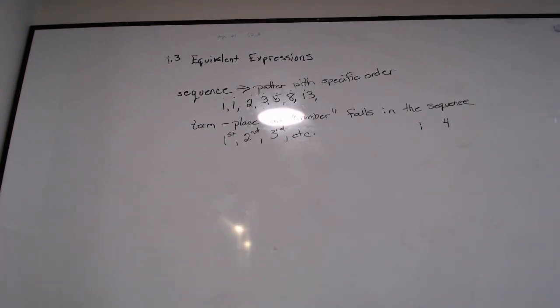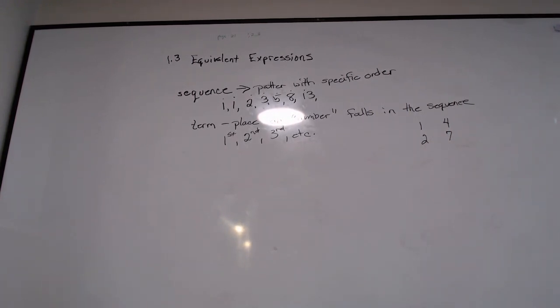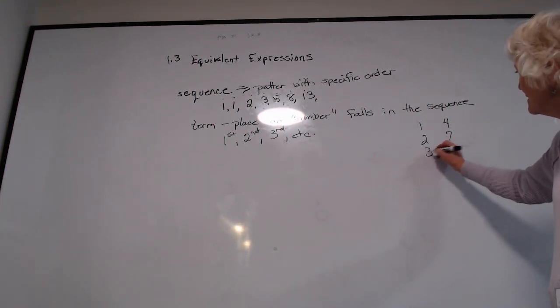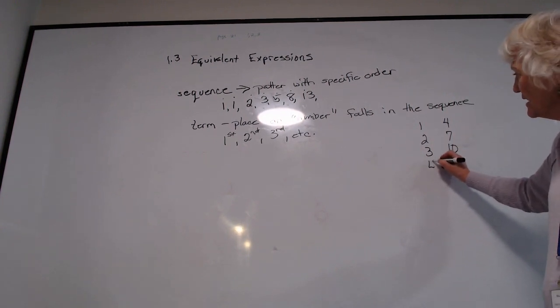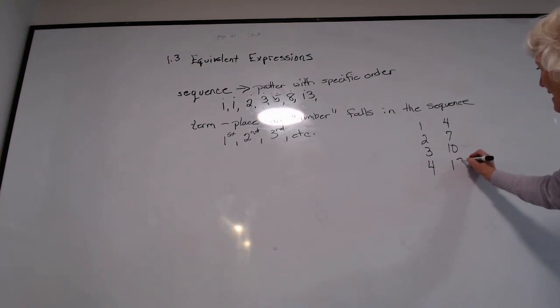Term 2 has how many toothpicks? 7. Okay, so term 2 has 7. Term 3, how many? 10. Term 4 has how many? 13. Okay, 13. Look at this.